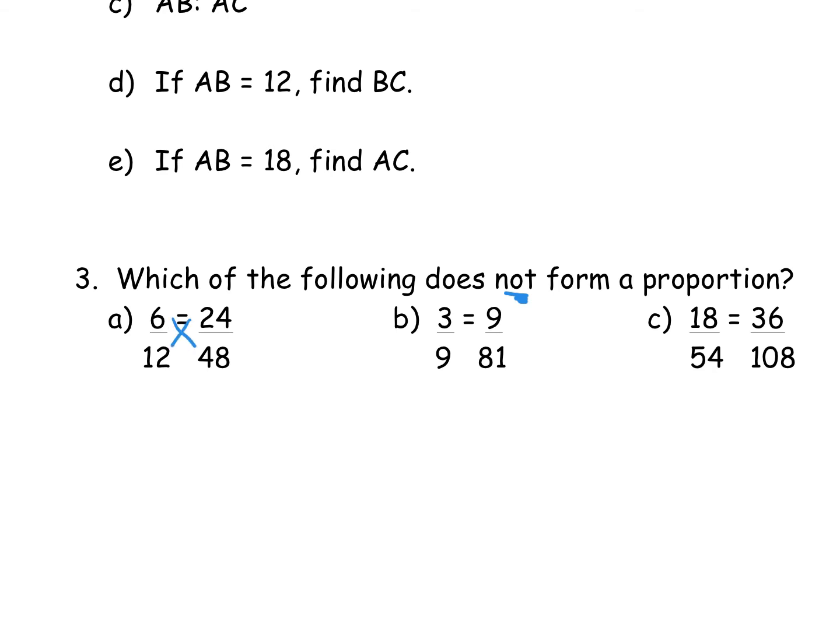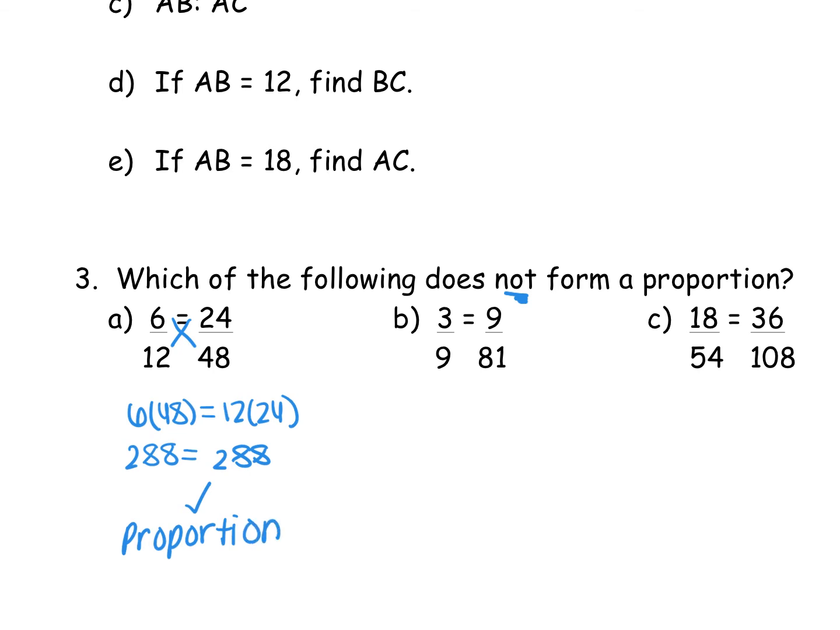When we cross multiply here, 6 times 48 and 12 times 24. 6 times 48 is 288. 12 times 24 is 288. So this is a proportion. Remember, it's looking for which does not form a proportion. So let's go to the next one.